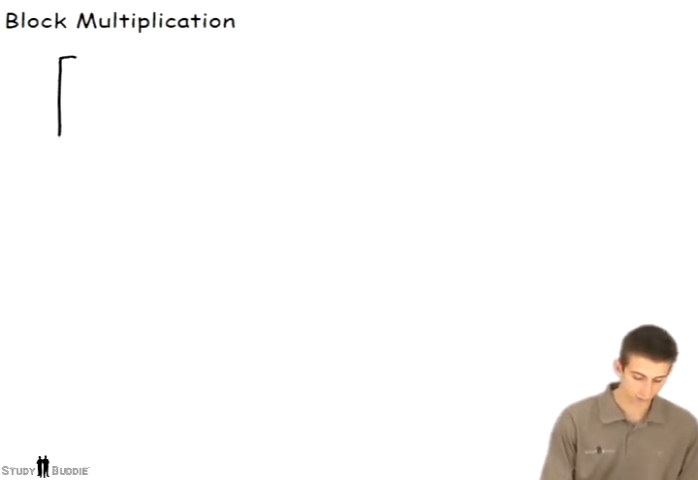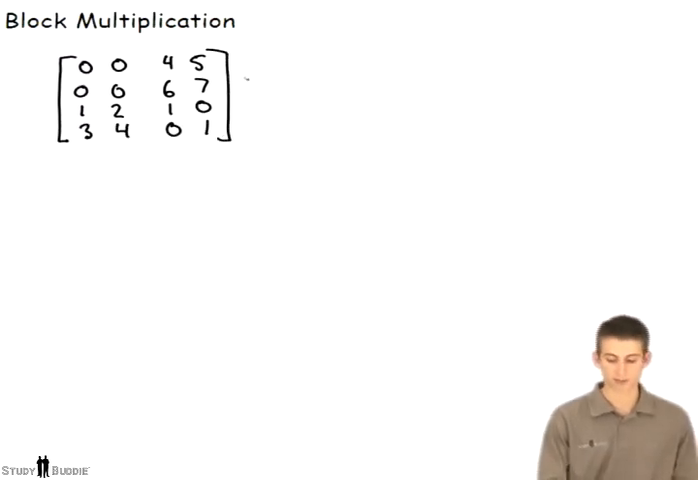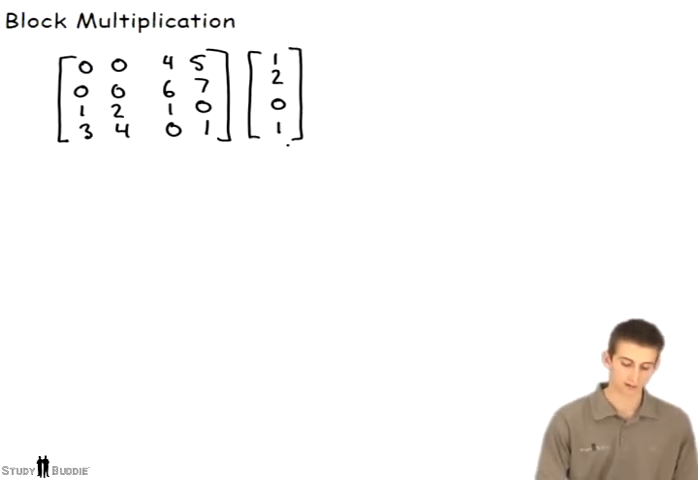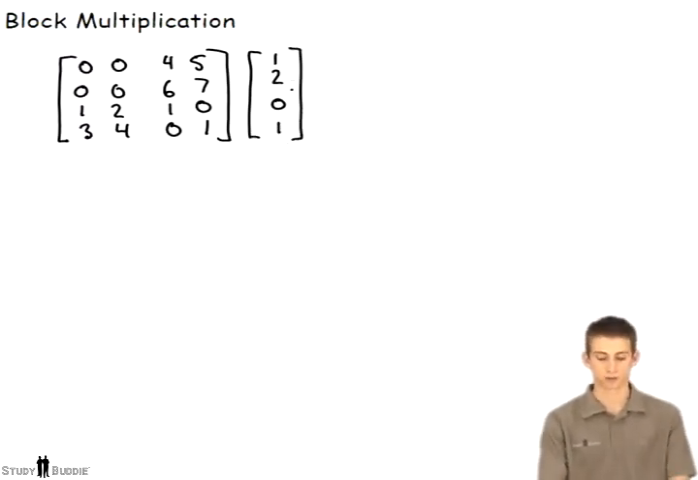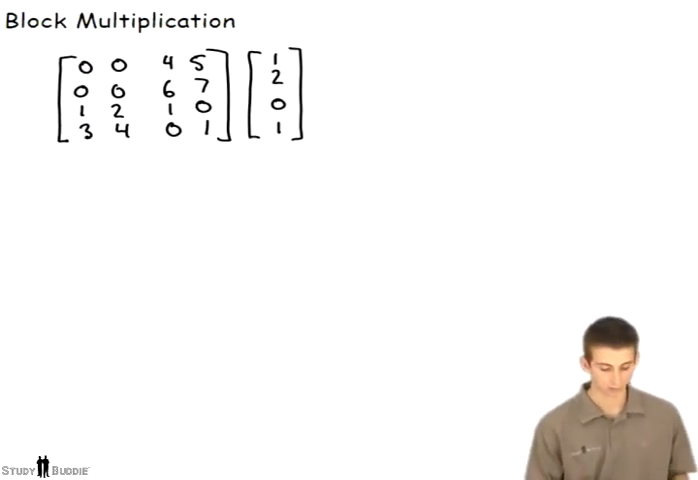So let's say we had a big matrix here: 0, 0, 4, 5, 0, 0, 6, 7, 1, 2, 1, 0, and 3, 4, 0, 1. And we want to multiply this matrix by another matrix, 1, 2, 0, 1. Now we can just do this the regular way, where we bring this matrix down and start creating our new matrix. But it could get quite complicated because it is quite a long multiplication.